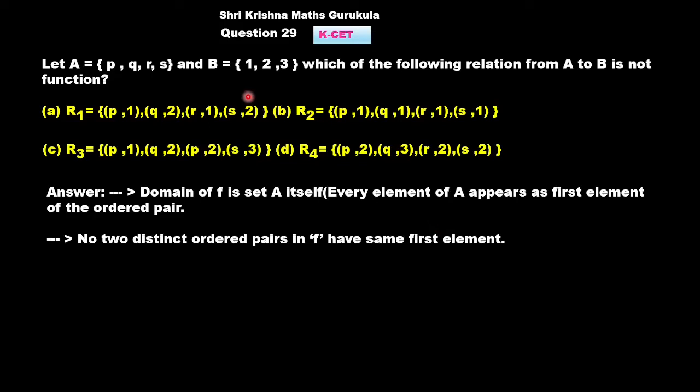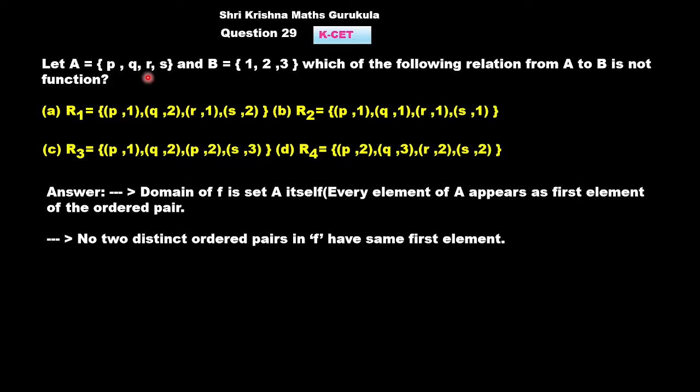Now the second condition is no element of the domain should have 2 images, or no element of the domain should be mapped to 2 elements. That is, the mapping should be distinct. For example, P cannot have 2 images, P should be mapped to only one element. Q should be mapped to only one element. But P and Q can be mapped to a single element. But P cannot be mapped to 1 and P cannot also be mapped to 3.